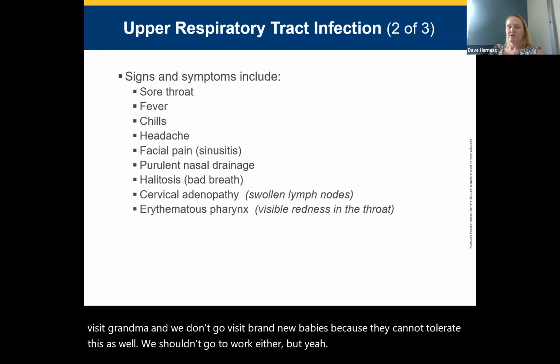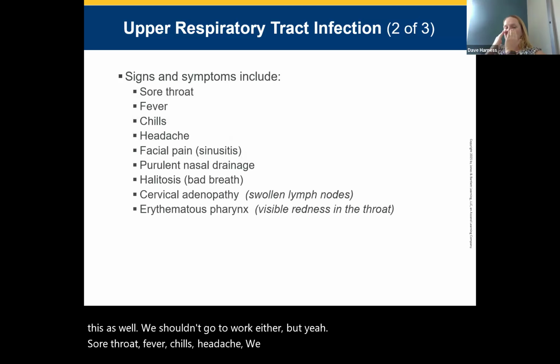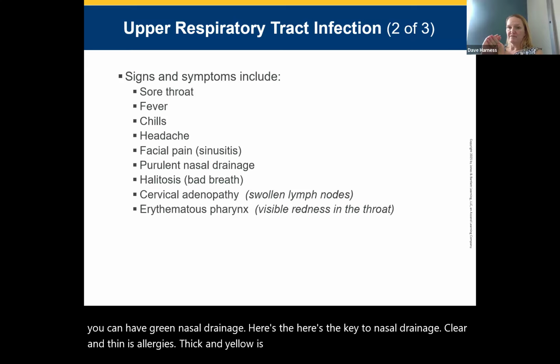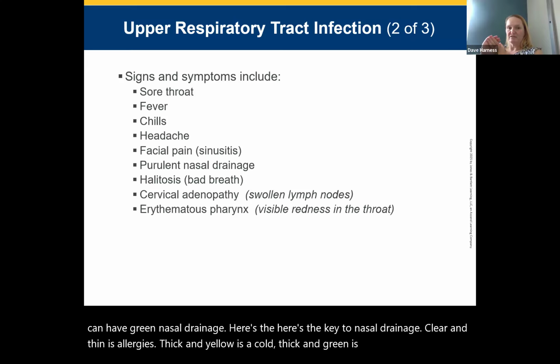Sore throat, fever, chills, headache, we all know this. Facial pain, sinuses, and then you can have green nasal drainage. Here's the key to nasal drainage. Clear and thin is allergies. Thick and yellow is a cold. Thick and green is a sinus infection. That's a typical pattern you'll see.